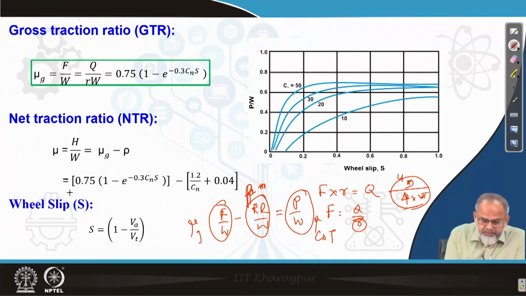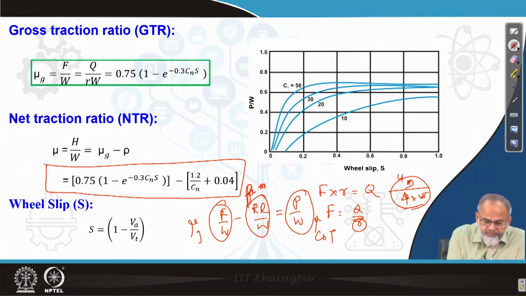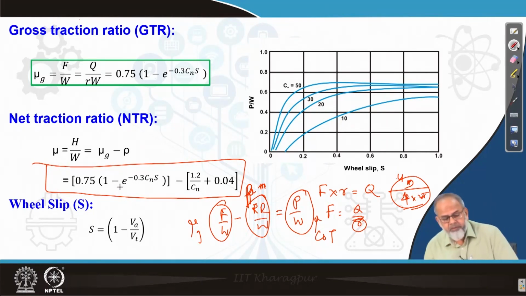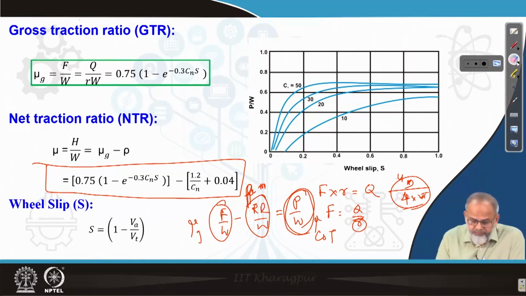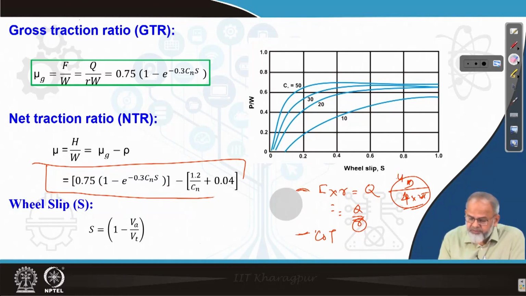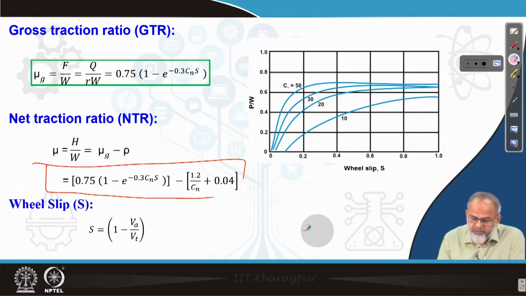So, when I deduct it, this is the equation for the pull which is developed, the pull by W ratio: 0.75 into (1 minus e to the power minus 0.3 CnS). This is the gross tractive effort, minus (1.2 by Cn plus 0.04). So, that will give you the coefficient of traction, and slip we define as 1 minus VA upon VT, where VA is your actual speed and VT is the theoretical speed.